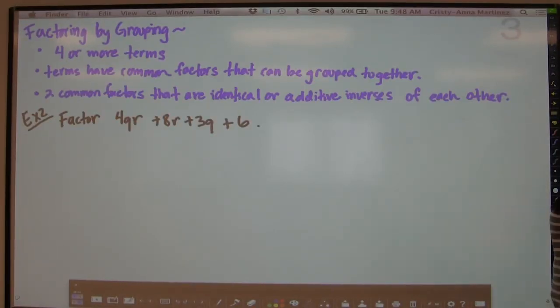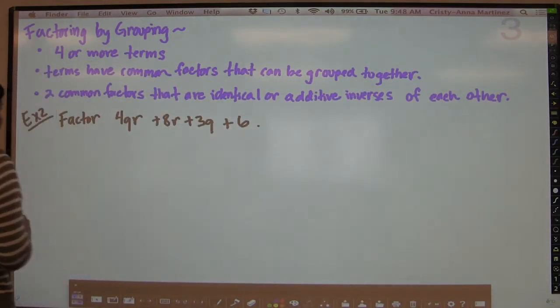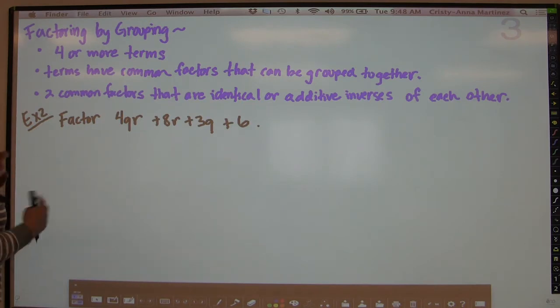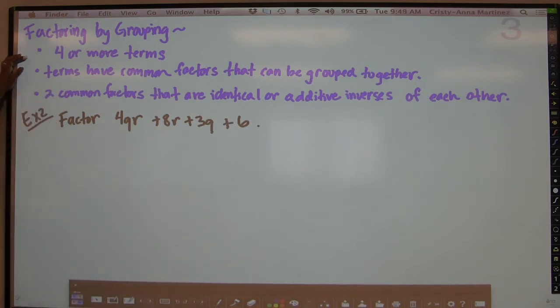Factoring by grouping basically just means that you're going to do the exact same thing that we just did, only this time you're going to be doing them in groups of 2. So in order for you to use factoring by grouping, there are a couple of qualities, characteristics that the problem should have before you can even try grouping. And the first is that it has to have at least 4 or more terms. So in this case, for this example, there are exactly 4 terms, so it might work for that.